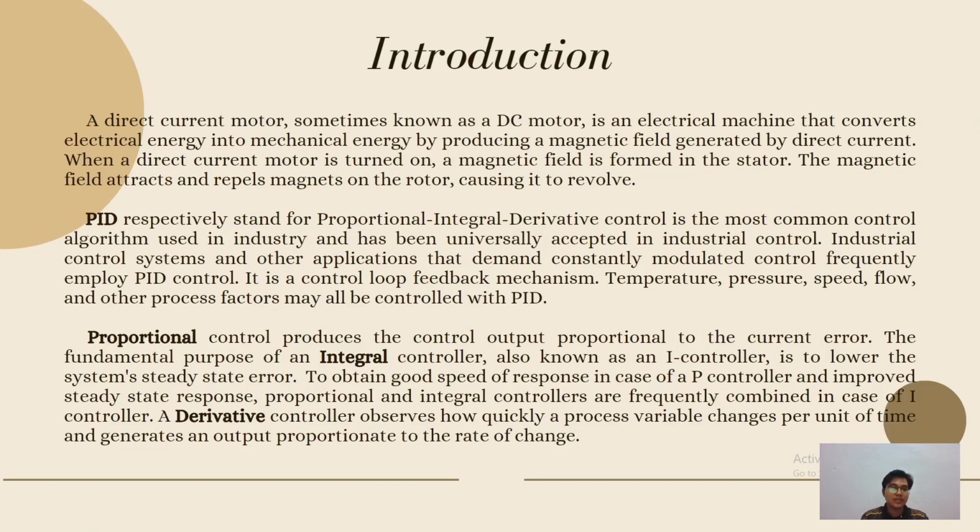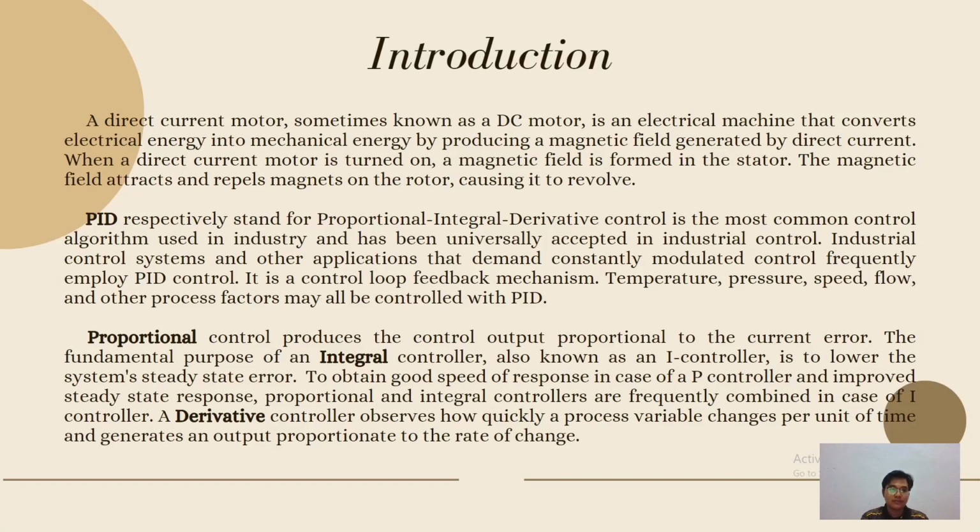For the introduction, a direct current motor, sometimes known as a DC motor, is an electrical machine that converts electrical energy into mechanical energy by producing a magnetic field generated by direct current. When a direct current motor is turned on, a magnetic field is formed in the stator. The magnetic fields attract and repel magnets on the rotor, causing it to revolve.